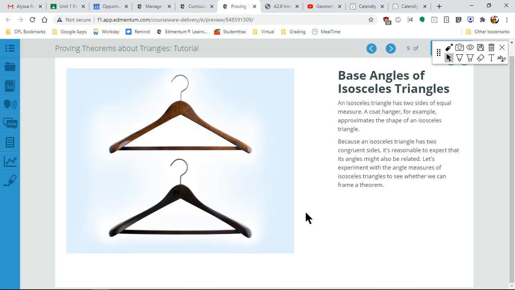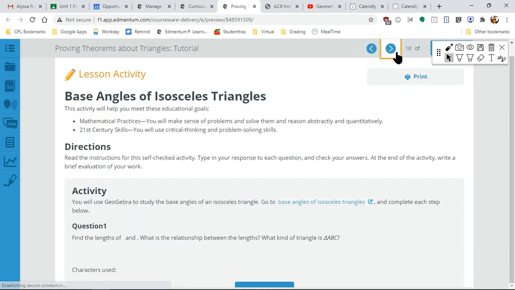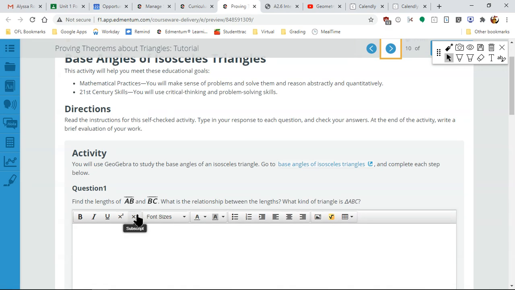Based on the angles of an isosceles triangle. The idea of an isosceles triangle is that this side, let me use a different color, I'll use yellow, this side is equal to this side. I have a feeling Edmentum is going to prove to us that this angle has to equal this angle. But all we know about isosceles right now is that this side equals this side. That's why I put one little mark. They're equal. All right, so let's get into base angles of this. First, we're going to open up our GeoGebra.